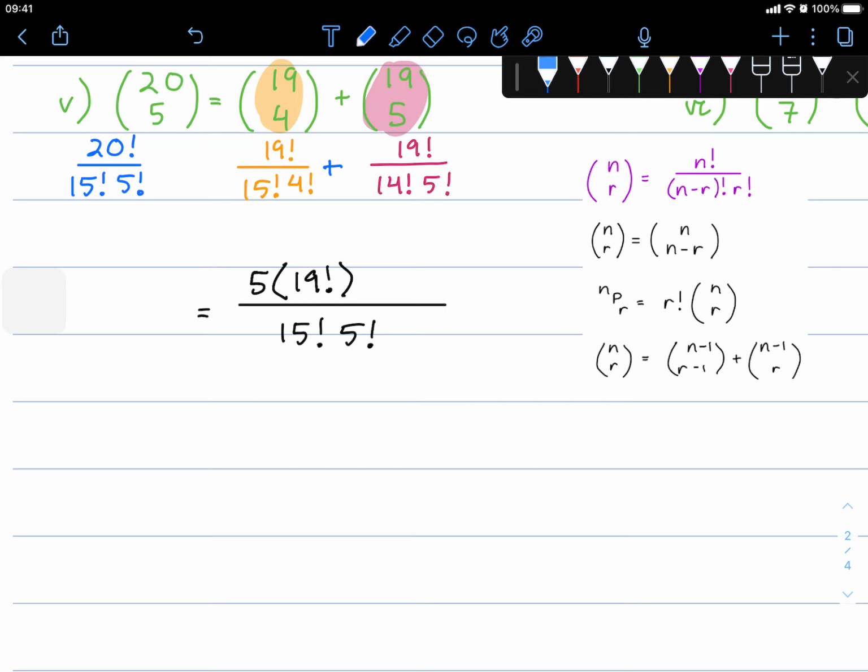Using the same logic, I'm going to keep that plus there. Using the same logic, how did 14 factorial become 15 factorial? Well, it was multiplied by 15. We don't need to do anything for the 5 factorial because it's already 5 factorial. So, we multiply the bottom by 15, we multiply the top by 15. 15 bracket 15 times 19 factorial.